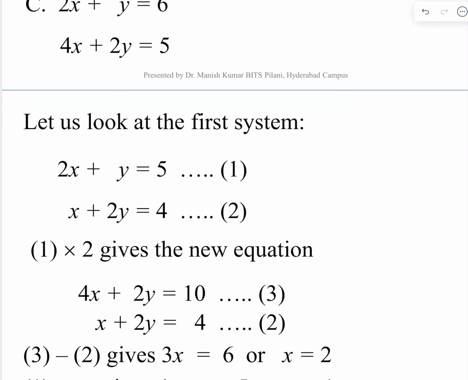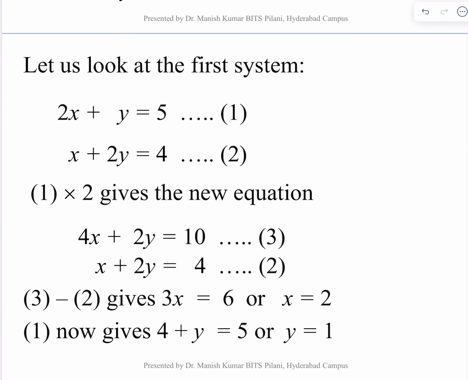If you look at the first system, I will write it as equation 1 and equation 2, and I multiply the first equation by the non-zero constant 2, then it becomes 4x plus 2y equal to 10, which is your new third equation, and the second equation I have written as it is.